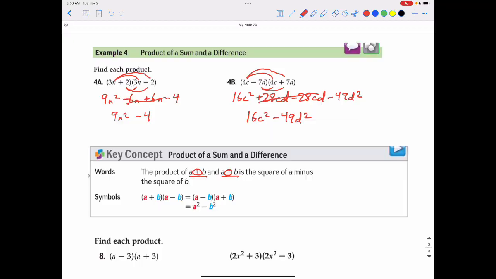And then on this one, we have 2x squared plus 3, 2x squared minus 3. Again, same terms. One is plus, one is minus. So I can just multiply the first terms together. That will be 4x to the 4th power. And then multiply the last terms together. 3 times negative 3 is negative 9.